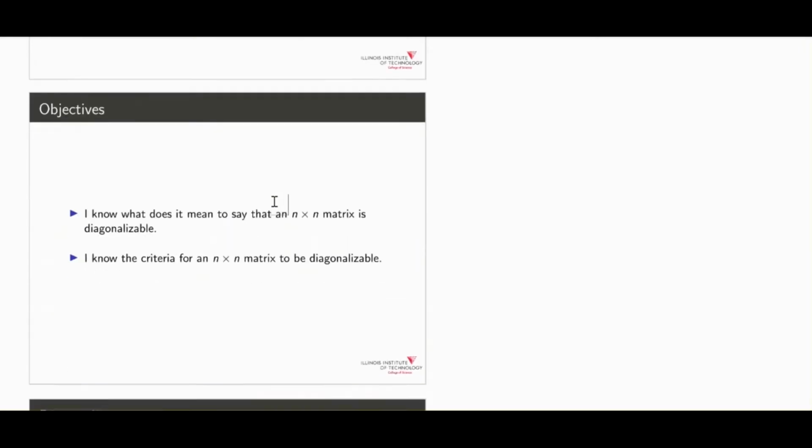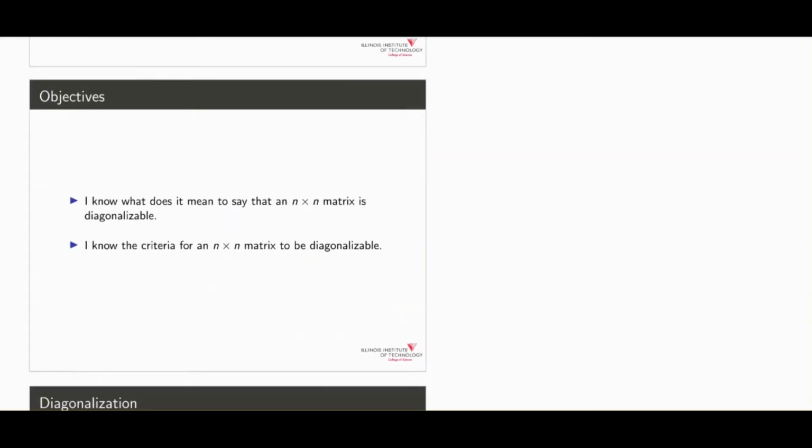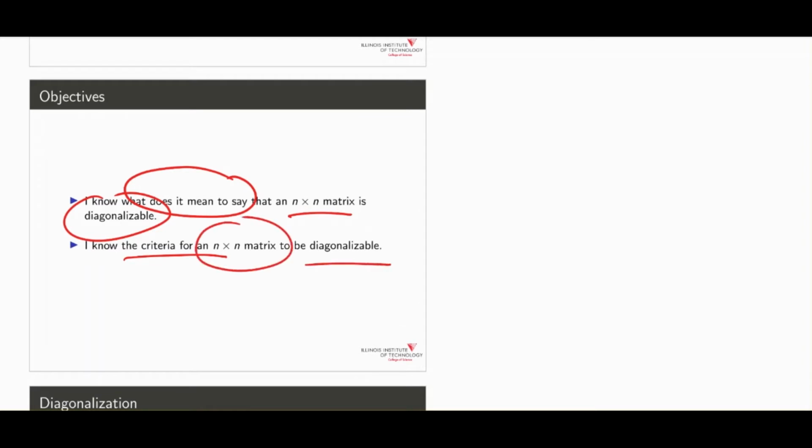Let's first look at the objective for this section. At the end of this video, the key thing is that you need to know what it means for an n by n matrix to be diagonalizable. And you also need to know the criteria for such an n by n matrix to be diagonalizable.